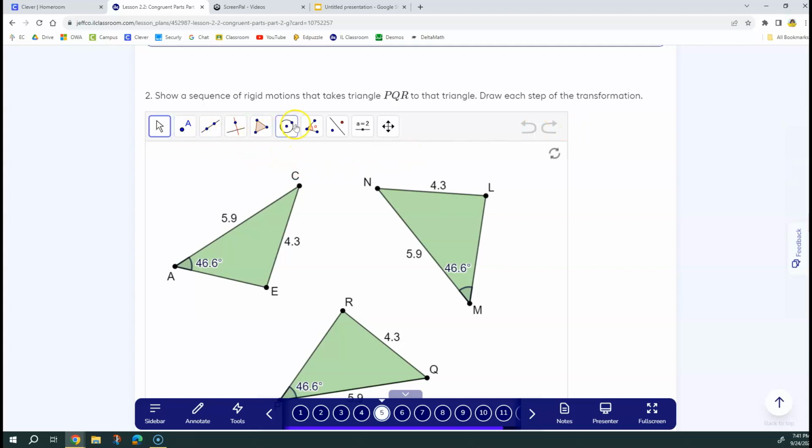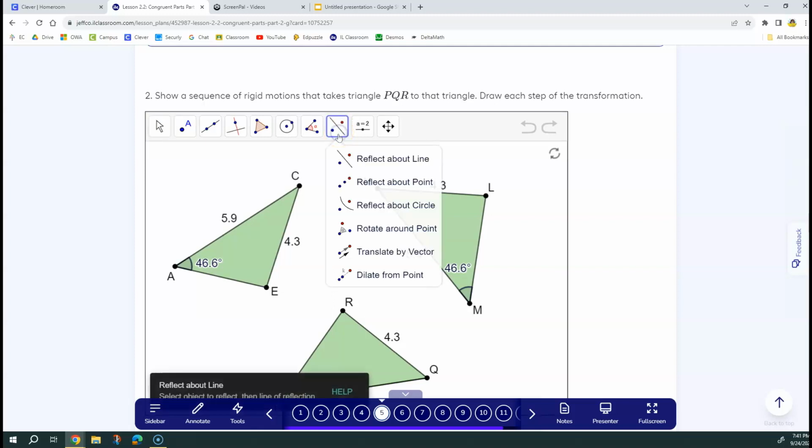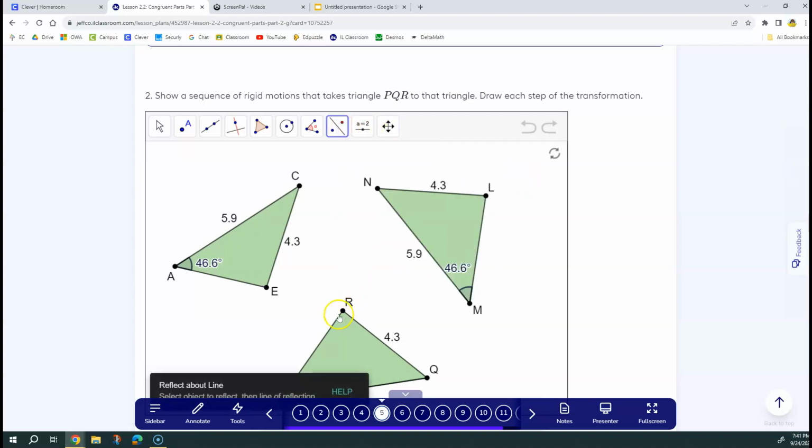So here's a clue for you. You are going to be using this button right here, the third one from the right, the one that's got the percentage looking kind of sign. This has reflections, rotations, and translations. Those are the rigid transformations we're talking about. So if you want to take a minute and see, or maybe you can talk it through, how would you get these to line up exactly with each other?